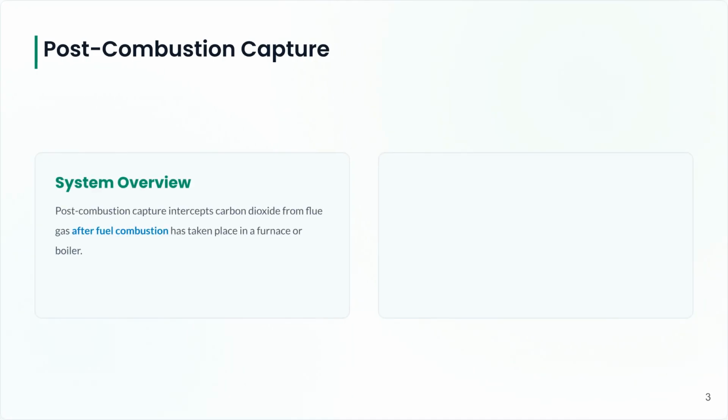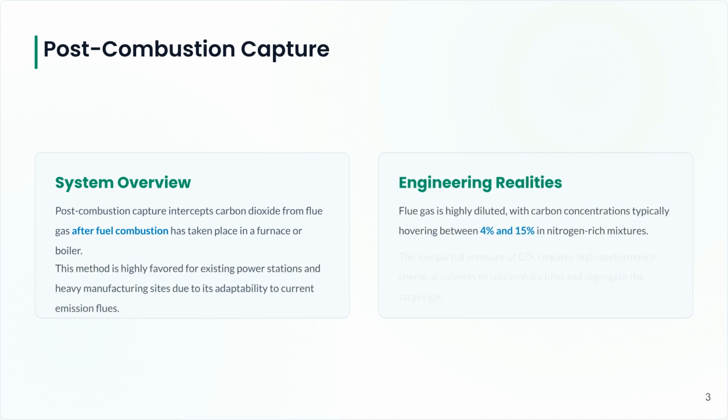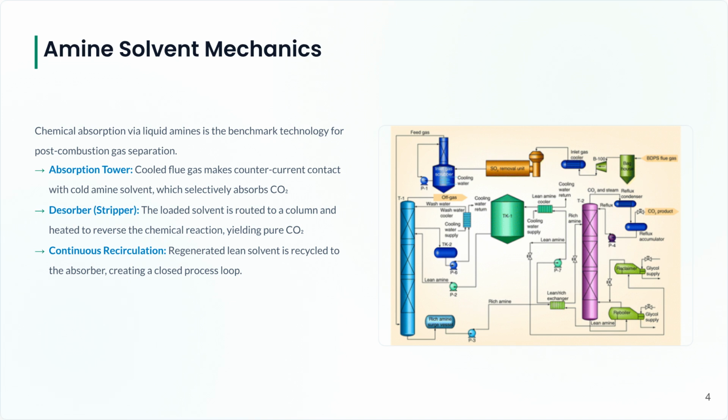Post-combustion capture intercepts carbon dioxide after fuel combustion in furnaces or boilers. It is a favored method for existing power stations due to its high adaptability. However, because flue gas is highly diluted, high-performance chemical solvents are required. Amine solvent mechanics serve as the benchmark for this process. It involves an absorption tower for capture, a desorber to release pure CO2, and continuous recirculation of the solvent in a closed process loop.